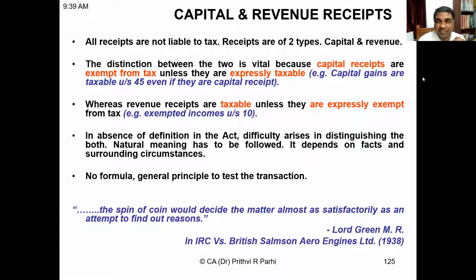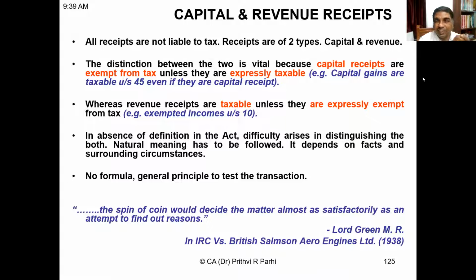And along the same line, revenue receipts are normally considered as income, and since they're income, they're taxed. But there are certain incomes or certain revenue receipts which are expressly exempted from tax. So when you'll be learning section 10, or I'll be showing you section 10, you can find out certain revenue receipts are not considered as income. Would you like to see section 10? I'll be showing you in the Act. Yes, sir. Okay.